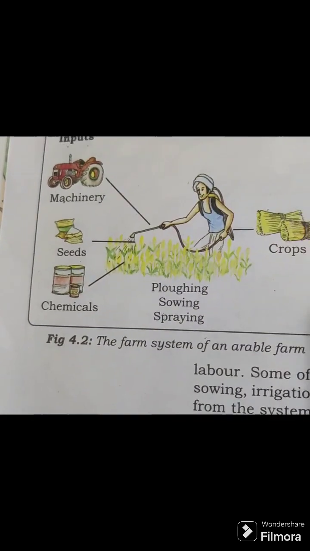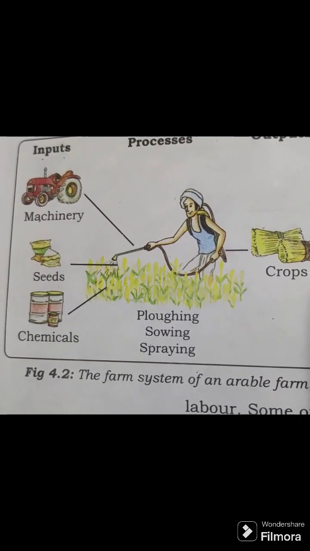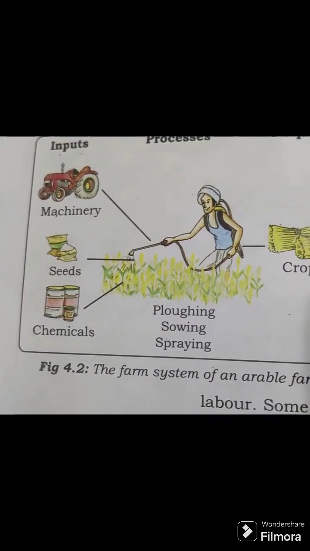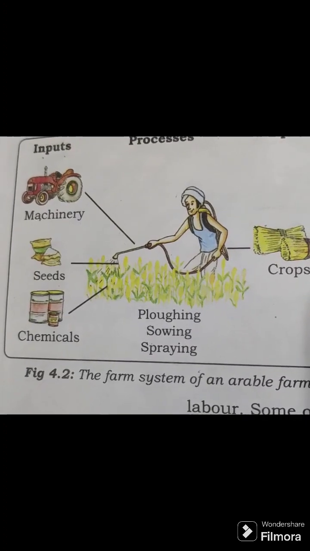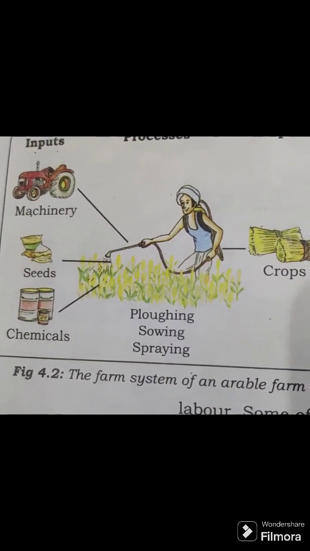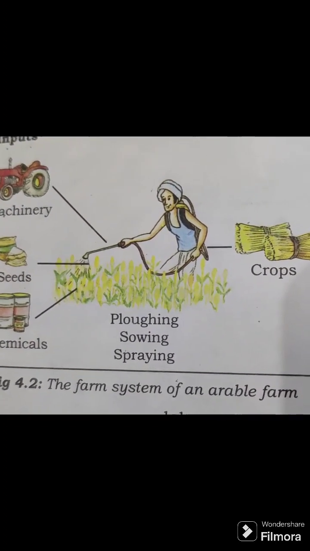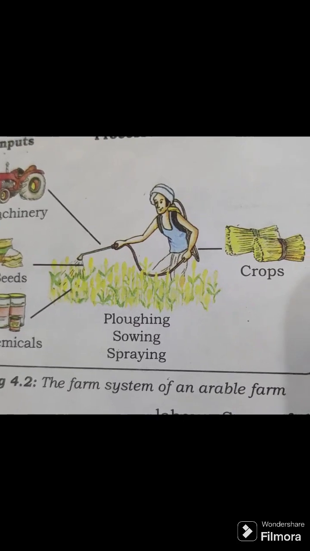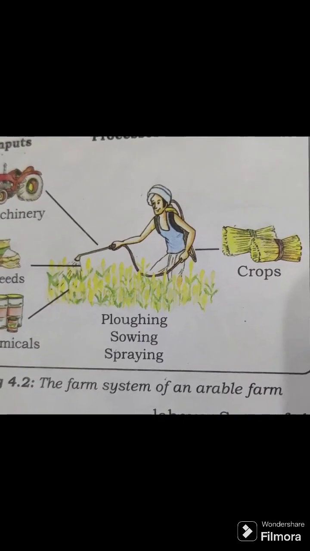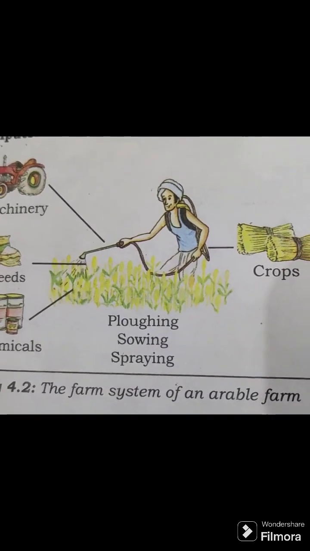We can see figure 4.2, the farm system of an arable farm. How this farmer is doing his work, we have three parts: inputs, process, and output. So inputs we have machinery, which is tractor, seeds, and chemicals. This farmer is using these inputs for ploughing, sowing, and spraying, and then the output is his crops.